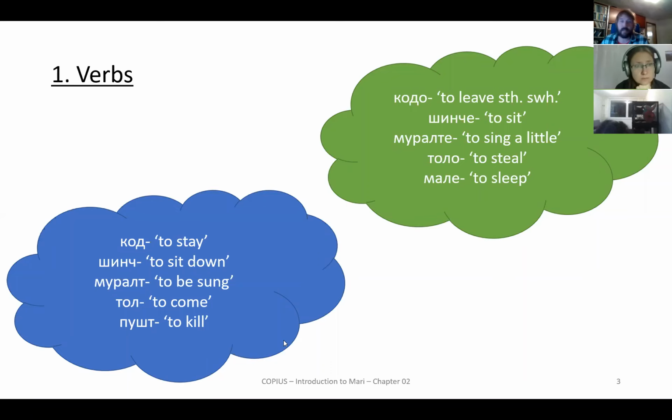Here I've given you some examples of verbs that fall into the two conjugation classes. And I have them here nicely separated in bubbles showing the verbal stems. In the book we only introduced the verbal stems in chapter 6, but I find it useful to already be aware of them at a fairly early stage.